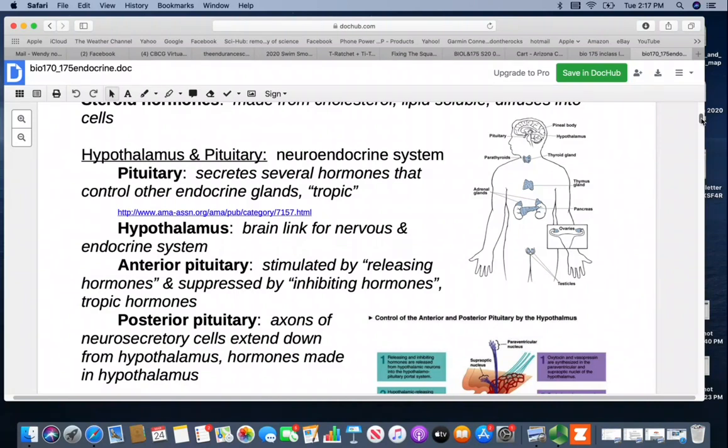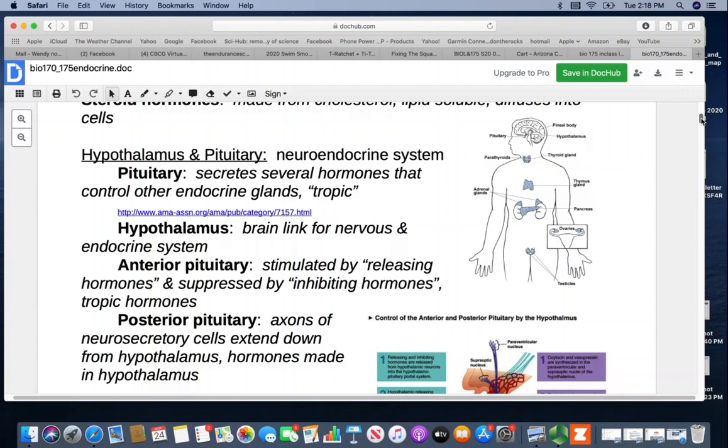So the hypothalamus is the brain link for the nervous system and endocrine system. This is how you can have what is going on in your mental and emotional world affect your physical body. So sometimes they will refer to these things as the hypothalamic pituitary adrenal axis because all of these are so closely interlinked with each other.